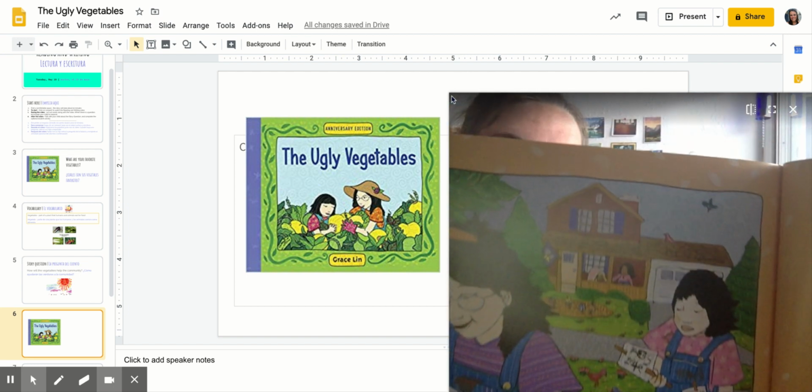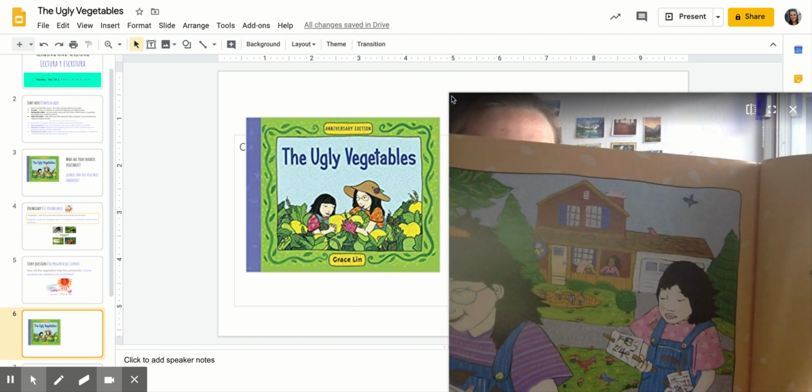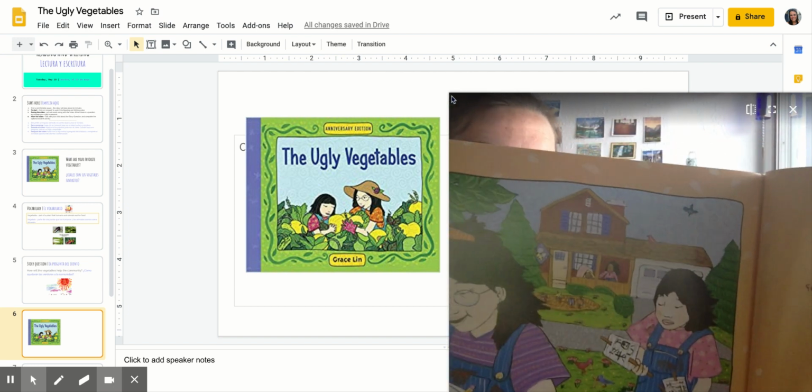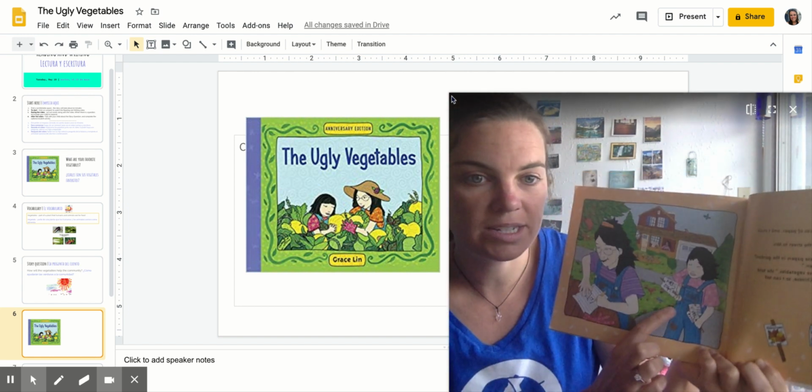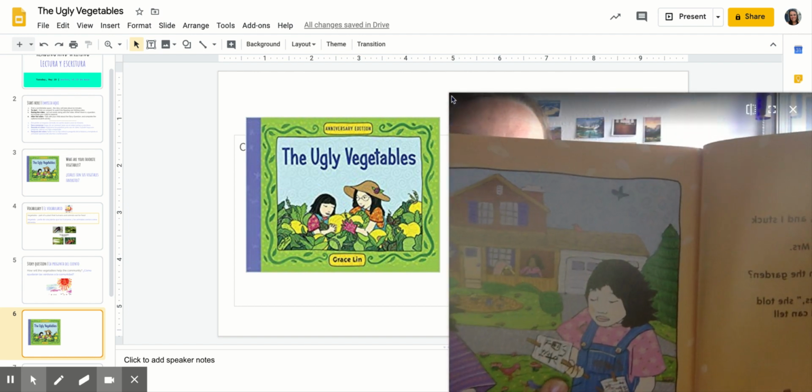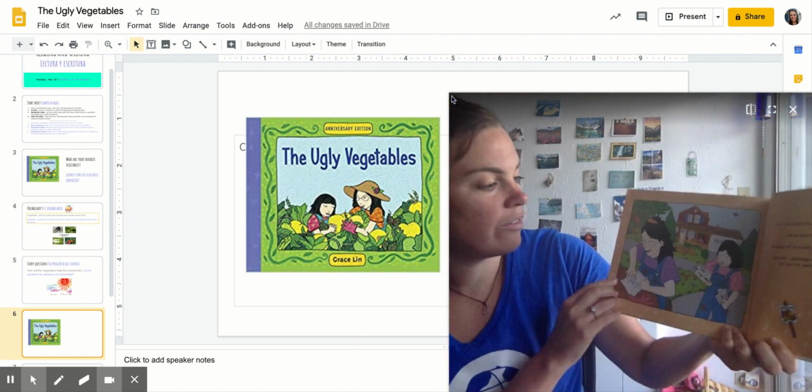Ooh, so she's writing the names of the plants in the Chinese characters. So she's using a different language. That's what letters look like when we write with a different language.